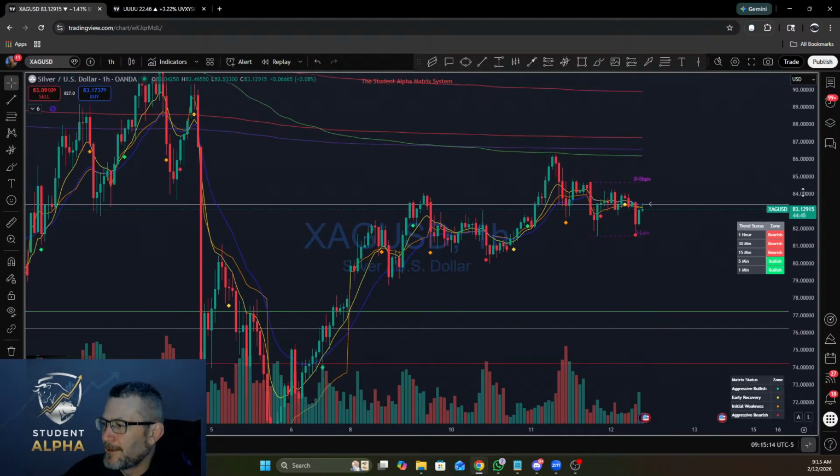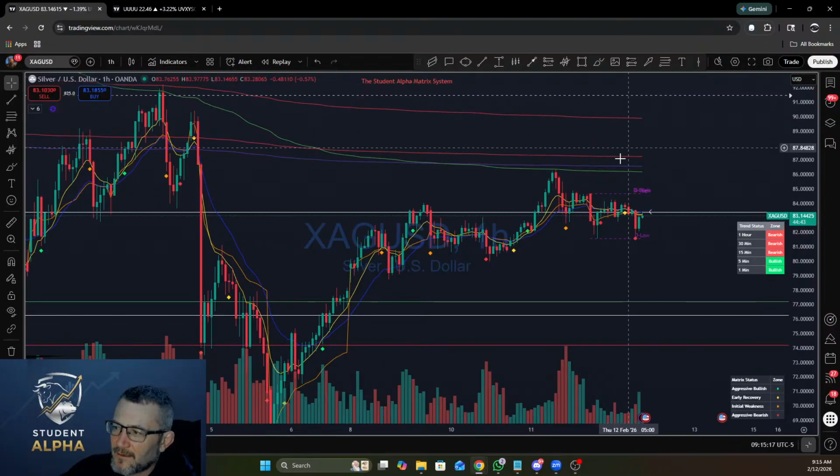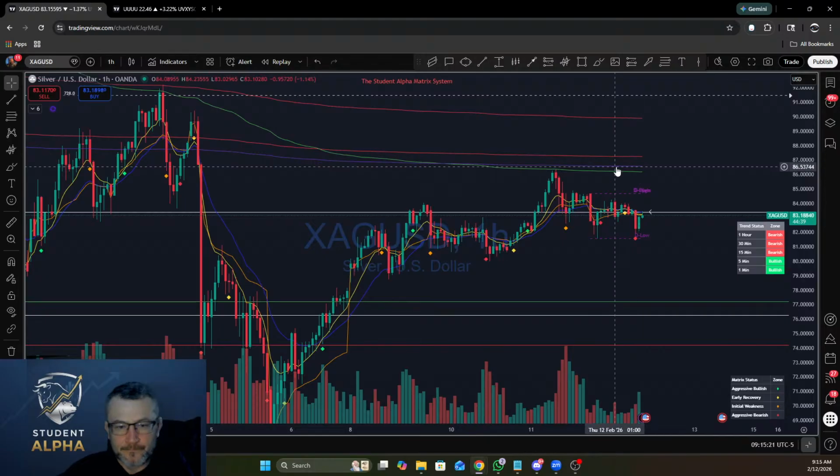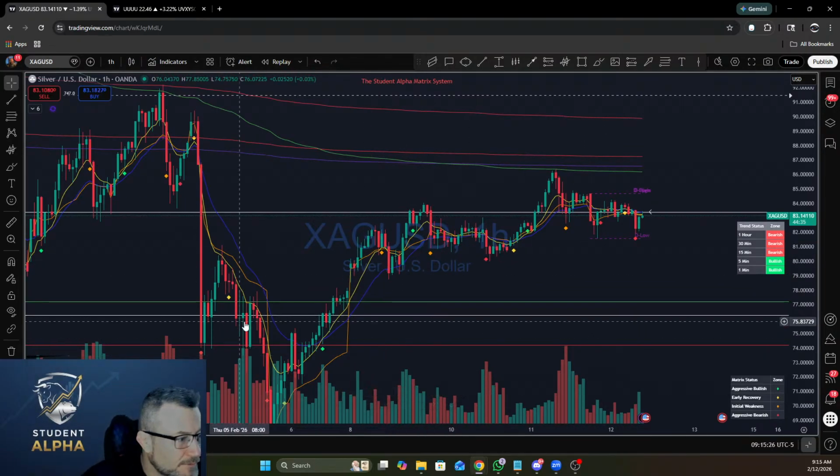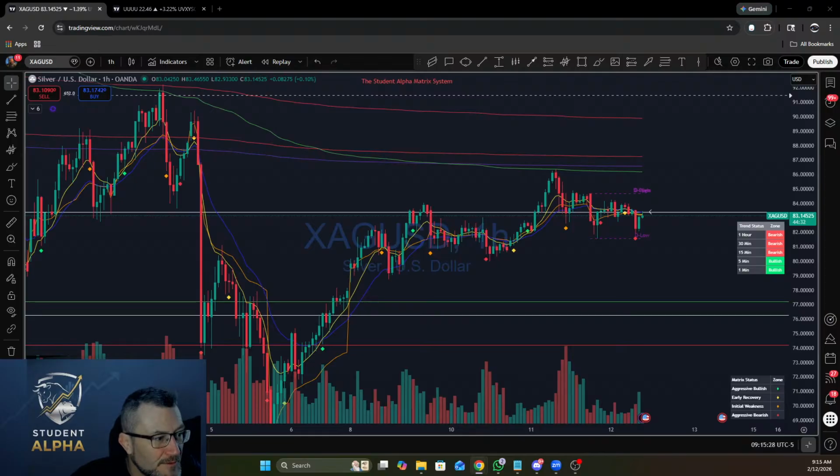So I'm really not bullish on silver until we reclaim where I'm circling. And February 27th has to pass. All right, what other questions you guys got? Since you guys were asking about metals.